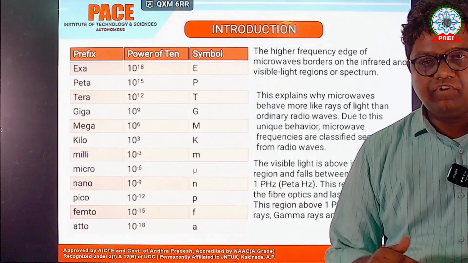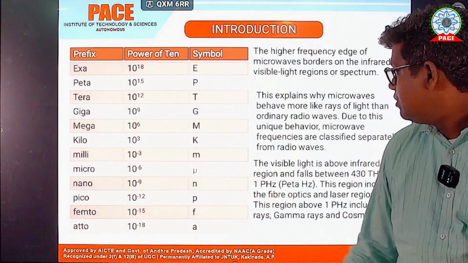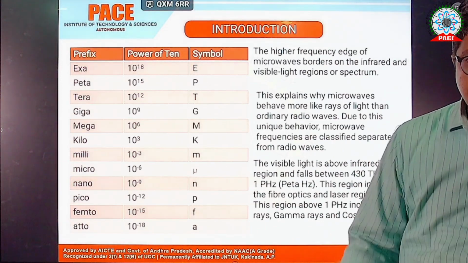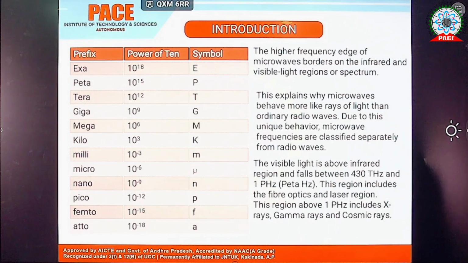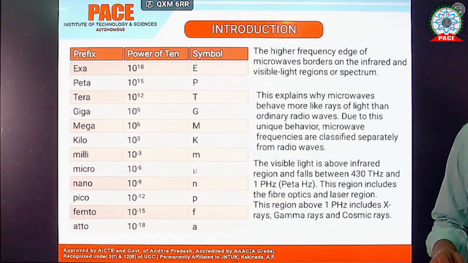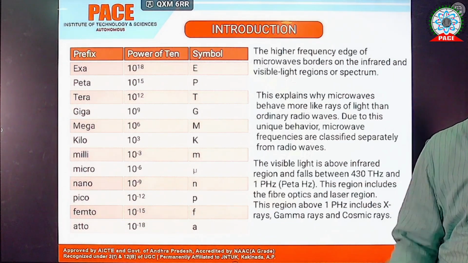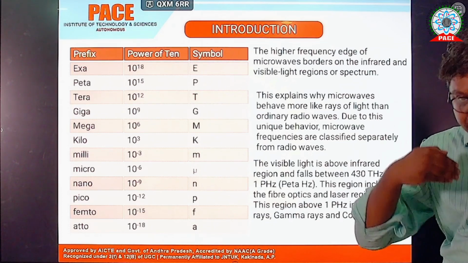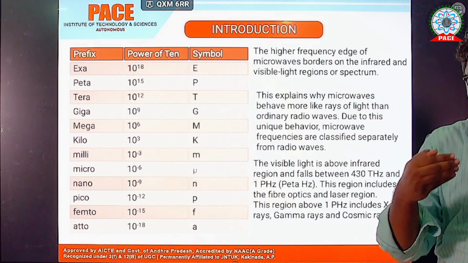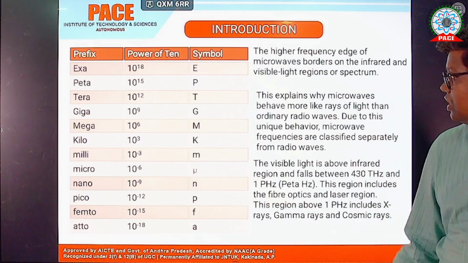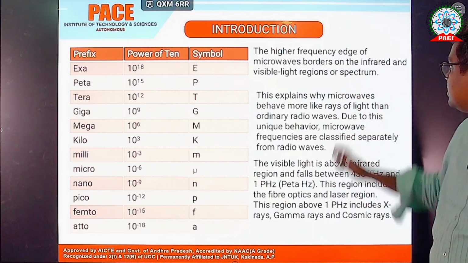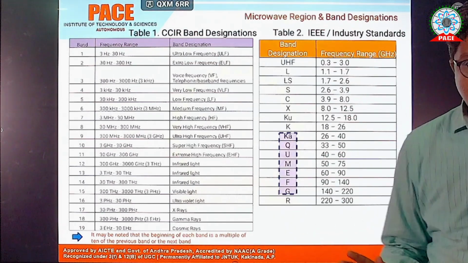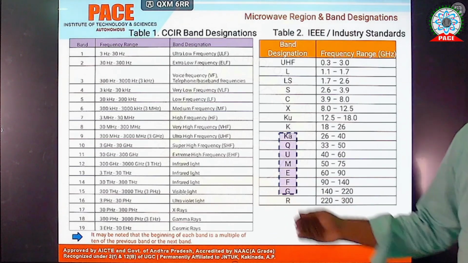So the microwaves we will learn in this course will be in the gigahertz range only. The higher frequency of microwaves lies in the borders of the infrared and visible light spectrum. This explains why microwaves have a prominent role compared to visible light and ordinary radio waves, as well as the unique behavior that sets the microwave frequency bands. There are some applications from 3 Hz to 30 terahertz, and many prominent ones that we see in day-to-day scenarios.